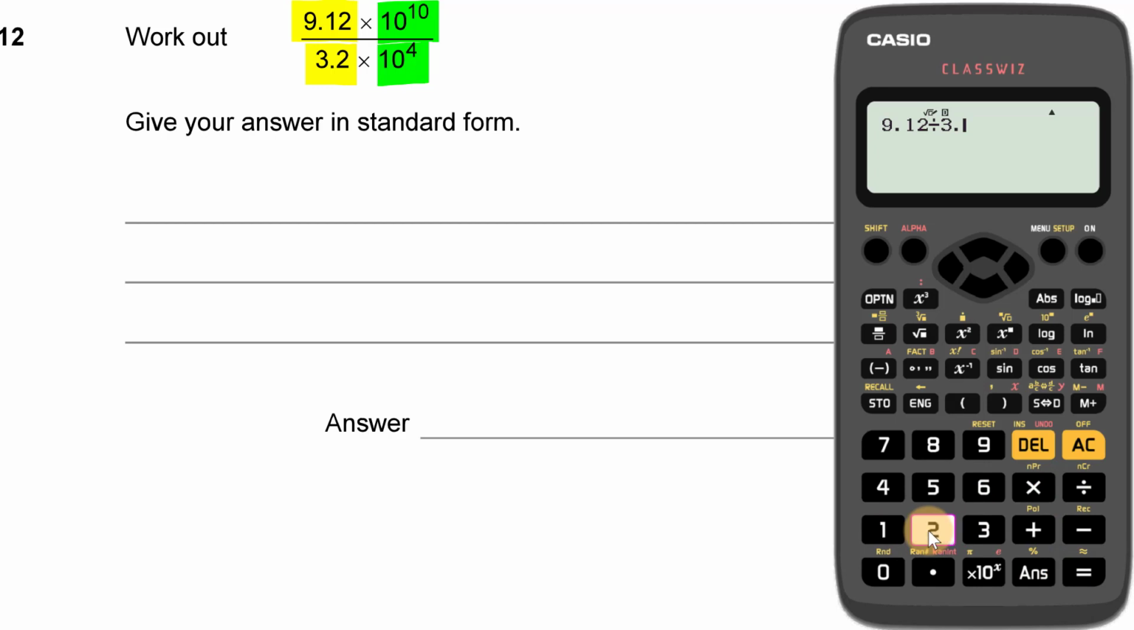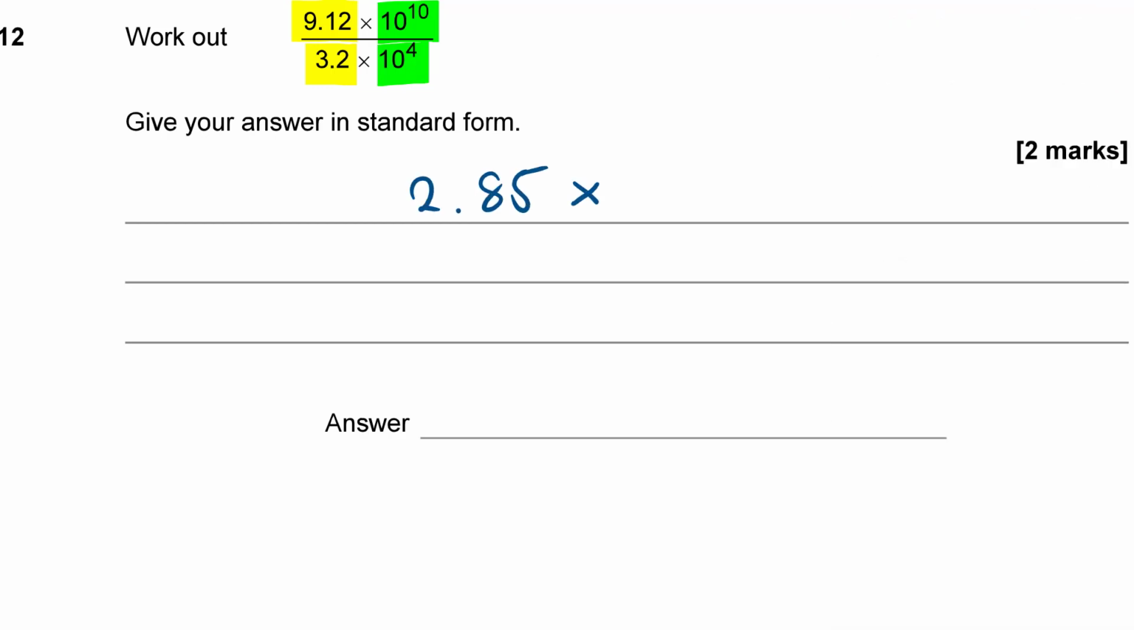9.12 divided by 3.2. That's going to give me 57 over 2, or 2.85. And then times 10 to the power of what? I've got 10 to the 10 divided by 10 to the 4. I've got numbers with the same base, so subtract the indices. 10 subtract 4 is 6. So 2.85 times 10 to the 6.